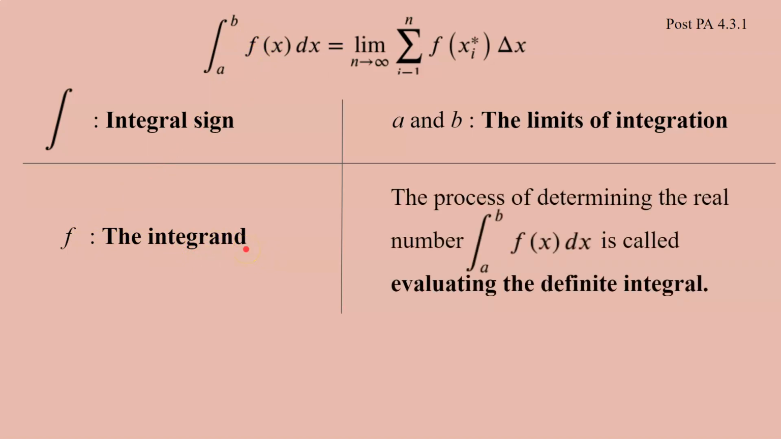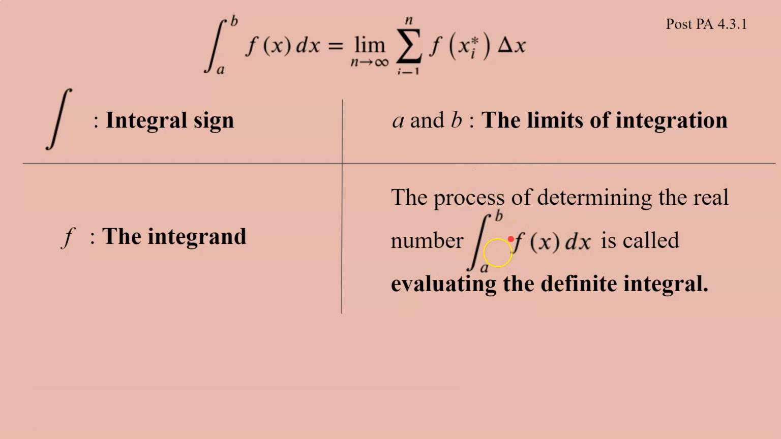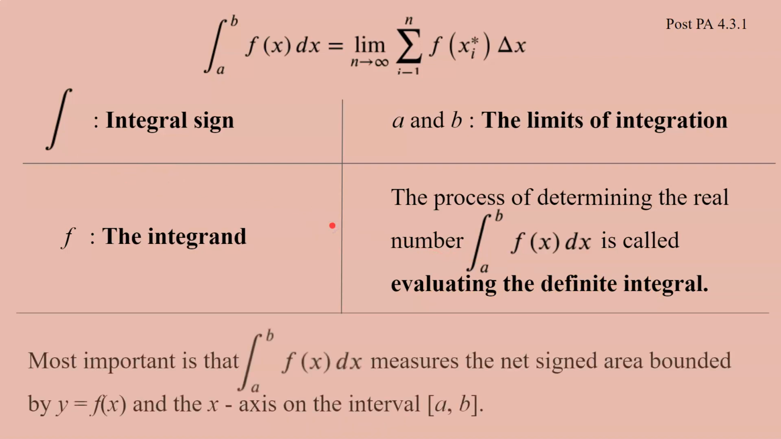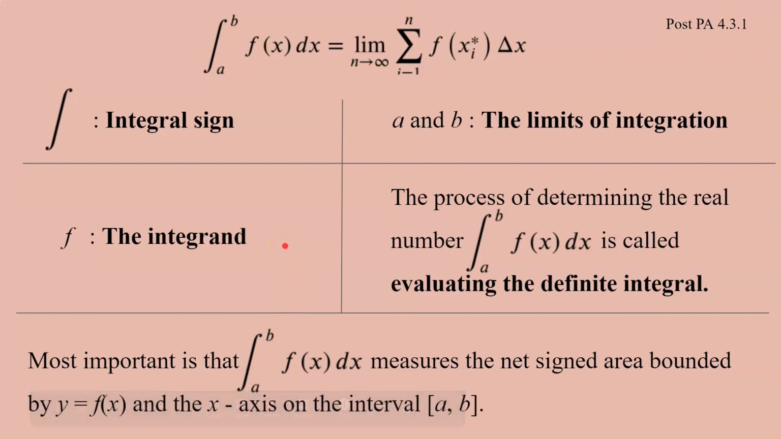And the process of determining a real number, the exact area under the curve, from a to b, is referred to as evaluating the definite integral. Evaluating the definite integral. All right, most important. We say that this integral from a to b of f of x dx measures the net signed area bounded by y equals f of x and the x-axis on the interval from a to b.